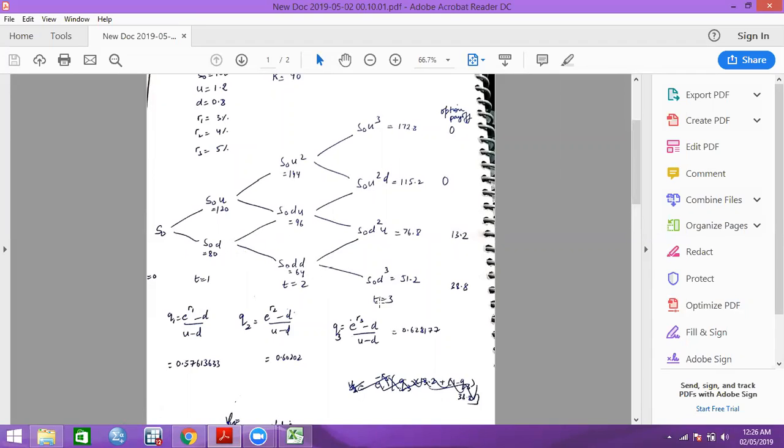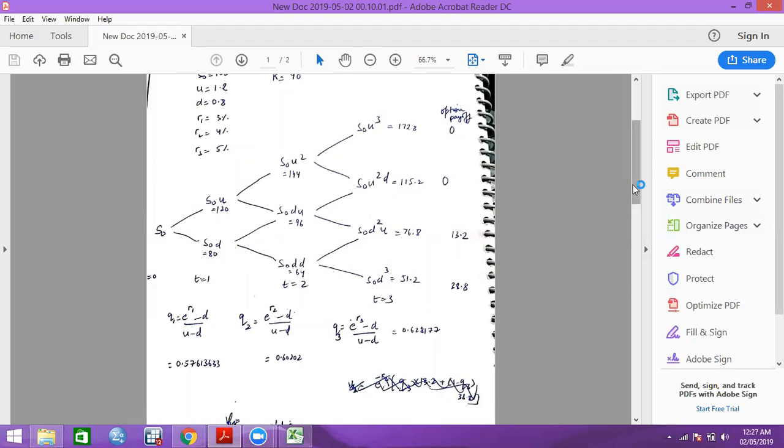And similarly, for t equal to 3, we have four situations. Either it will continue to go up, or it will continue to go down, or it will have up-down movements like this. So at time t equal to 3, the price of the asset can be 172.8, 115.2, 76.8, or 51.2.